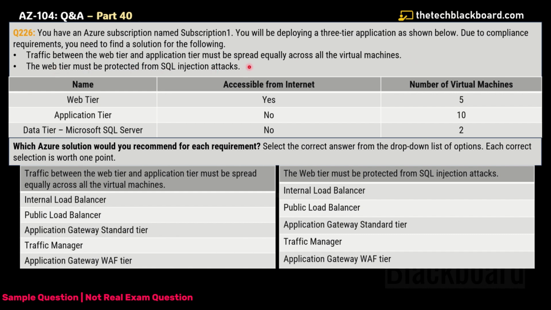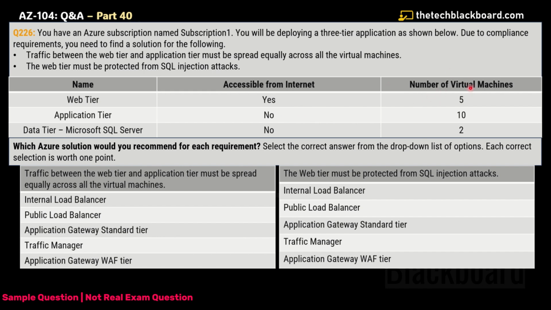Now let's understand what the 3-tier architecture given here is. The first tier is the web tier. Secondly, we have the application tier. And thirdly, we have the data tier, which is Microsoft SQL Server. You can see that the web tier is accessible from the internet. Of course, this is the front end. The users will be accessing the web tier, so it has to be accessible from the internet. Then we have the application tier and data tier, which are not accessible from the internet. That is how you should be designing your 3-tier architectures.